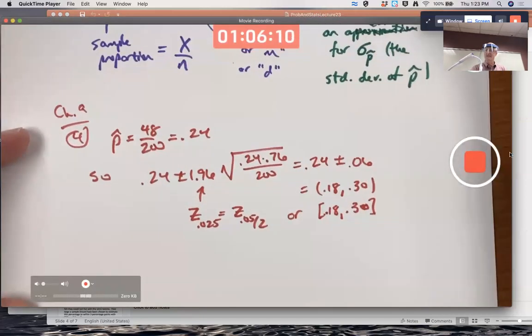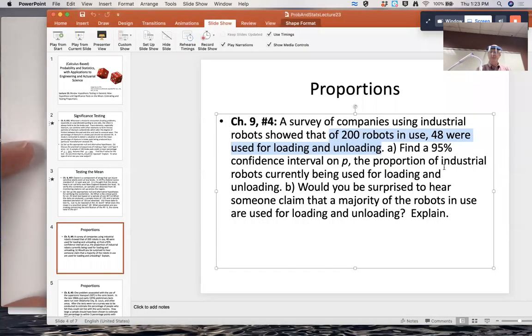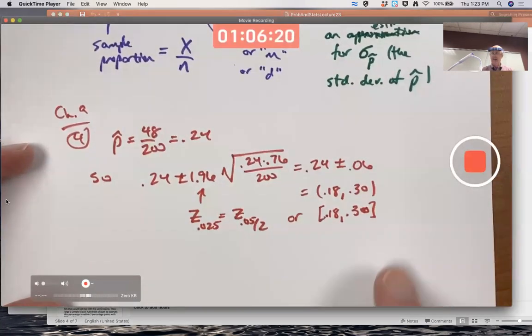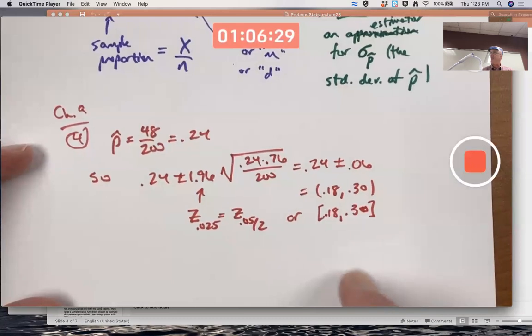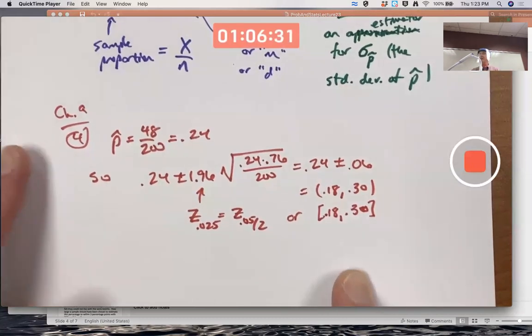Part B says, would you be surprised to hear someone claim that the majority is used for loading and unloading? Majority means bigger than 50%. This interval is far from containing 0.5. Yes, you'd be surprised. So what that hints at is that intervals, confidence intervals, can actually be used for hypothesis testing.